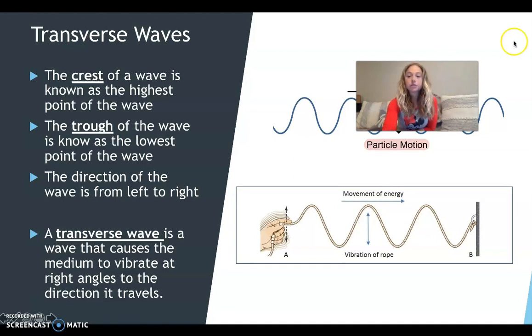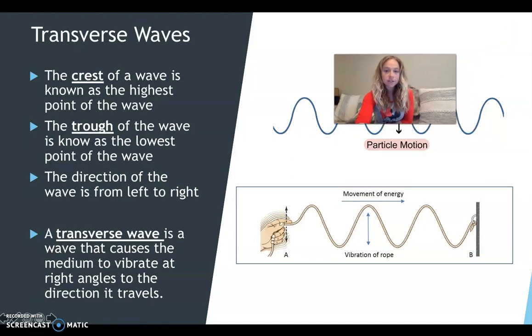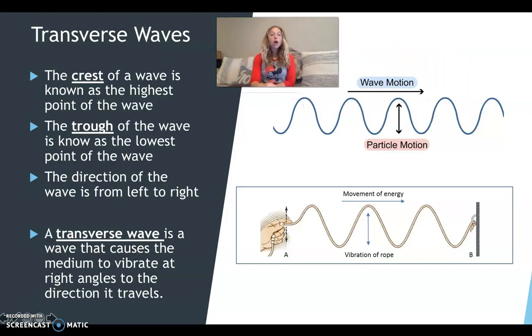The first one we are going to talk about is transverse waves. These waves are going to have a crest and a trough. A crest is the highest point of the wave, and the trough is the bottom part of the wave, so the lowest point of the wave. The direction of these waves is going to move from left to right. That probably looks backwards for you guys, but it's going to move from left to right. And then the particle motion is going to move up and down.